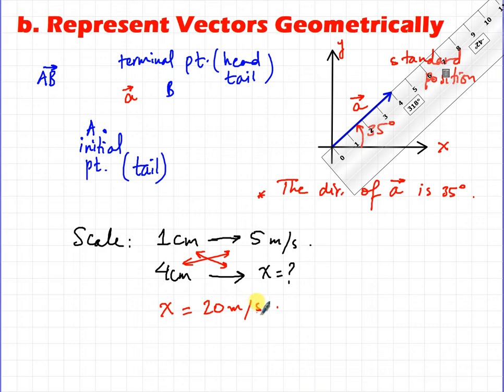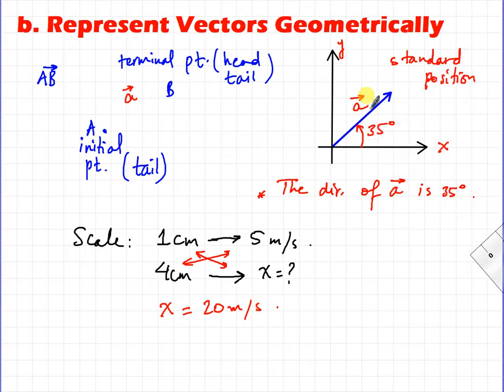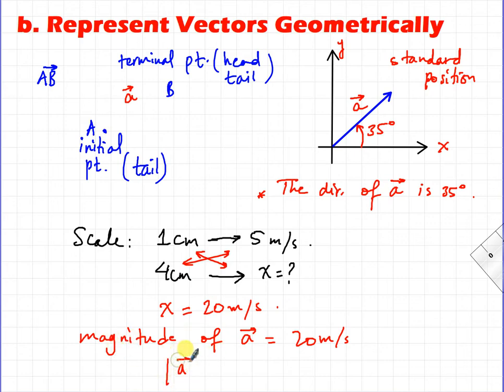So here, the magnitude of A is equal to 20 meters per second, or this can be written in a different way: the vector in absolute values. This means that we are talking about the magnitude of A equal to 20 meters per second.